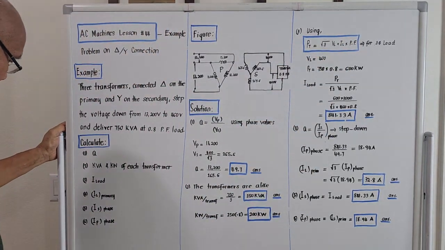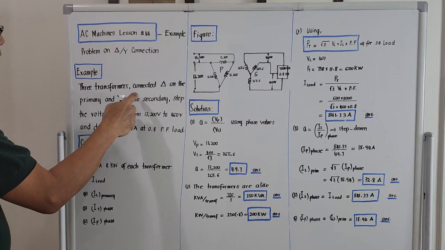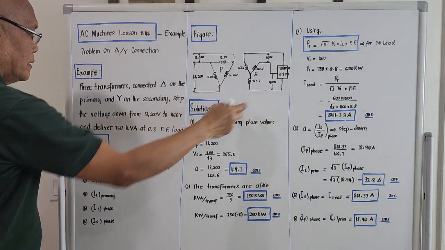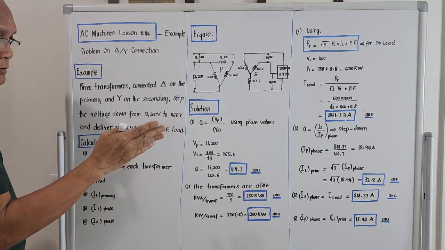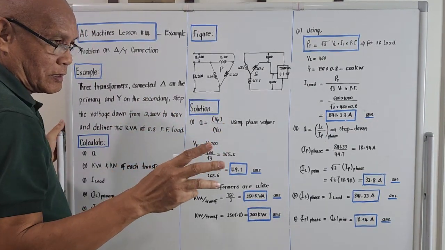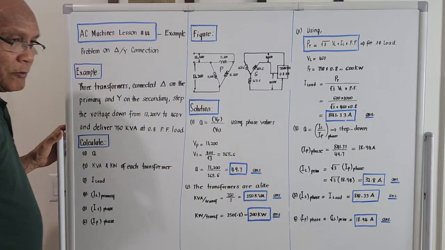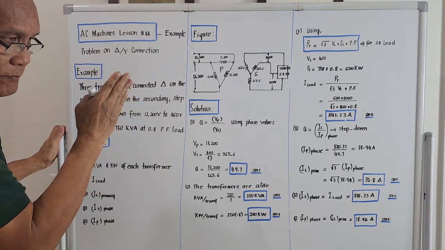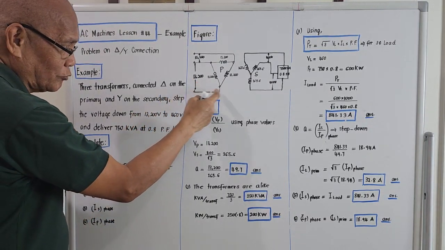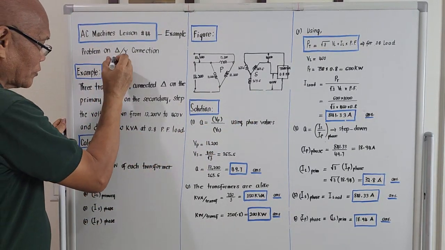Okay, I will try to read the problem. Three transformers connected delta on the primary and y on the secondary. Step the voltage down, so meaning to say the given configuration is a step down transformer. I think under the concept of delta to y, it is for stepping down transformer of voltages. It could be from the primary line going to the secondary line to step down the voltage 13,200 to a value of 460 volts. Okay, so the delta y connection is actually for stepping down.